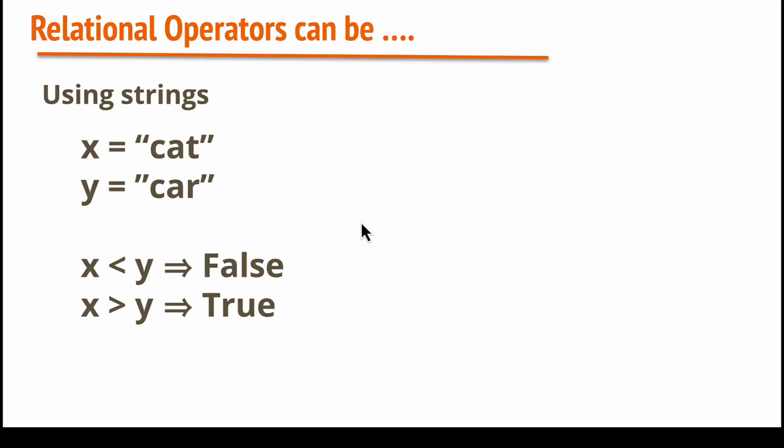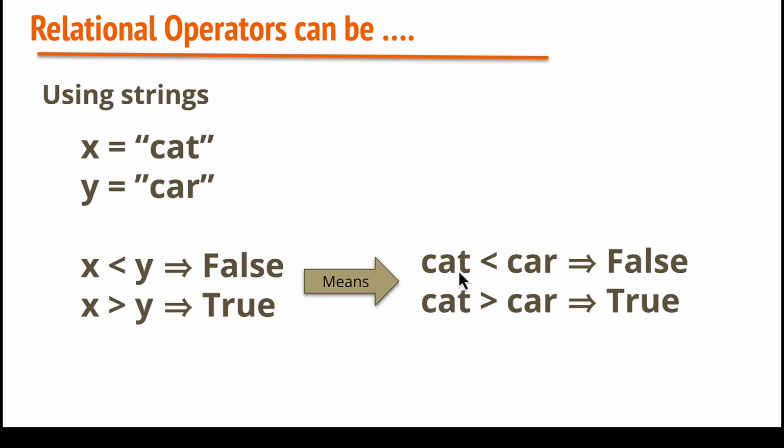The other thing is this: the relational operators could also be utilized with strings. So for example, I have x is equal to cat, y is equal to car, and then basically once again, is x less than y false, is x greater than y true, and basically what we're doing is substituting. So is cat less than car, and that's false, because basically if we look at the alphabetical letters here, T is going to be greater than R, and then here cat is greater than car, which is true because of the T over here, because the first two characters are the same.